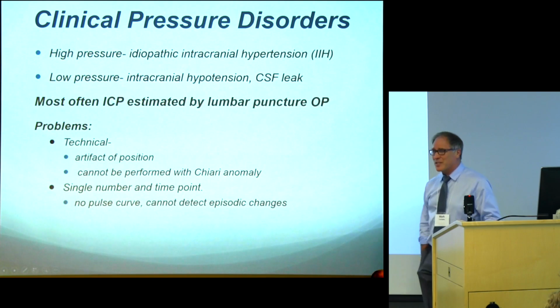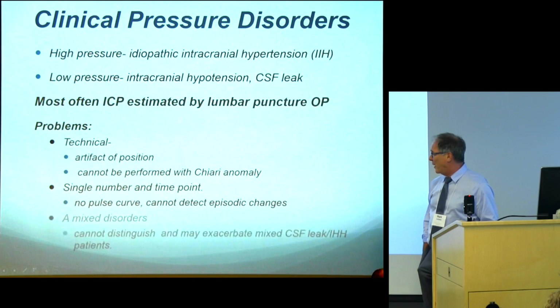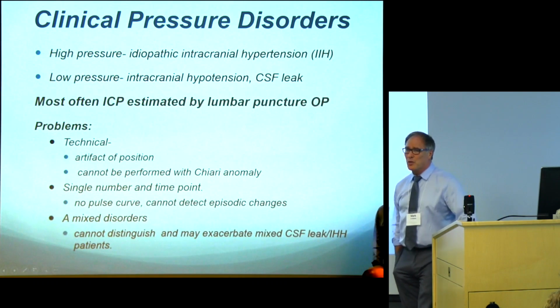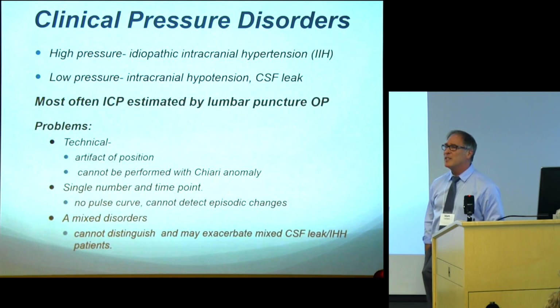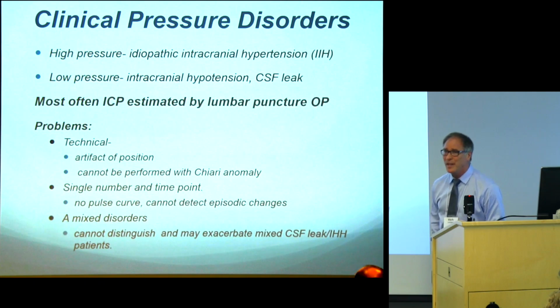Also it's a single number at a single time point. You can't look at pulse curves or compliances. You can't detect episodic changes because you're just getting one number. In a situation with more complex disorders, where pressure is increasing and decreasing, we might end up with situations in which pressure is actually in the normal range, but there are still a lot of problems. So measuring one point of pressure at one time from one place, when there are a lot of technical problems, is obviously not sufficient. But again, this is what we most often use, at least as a starting point, and often the ending point.